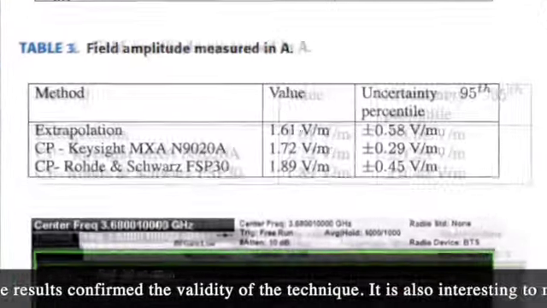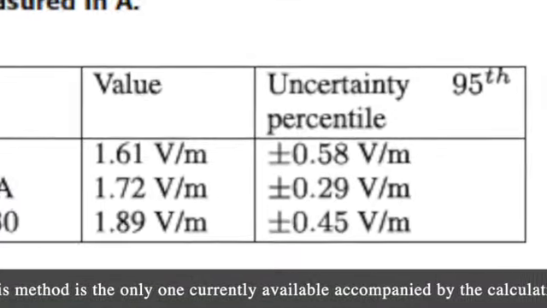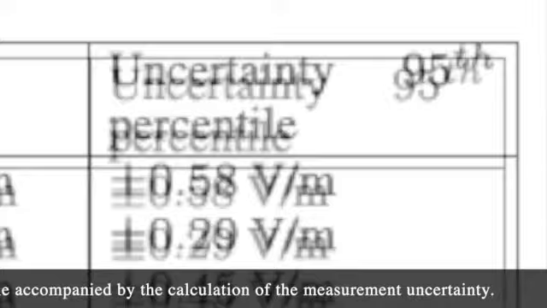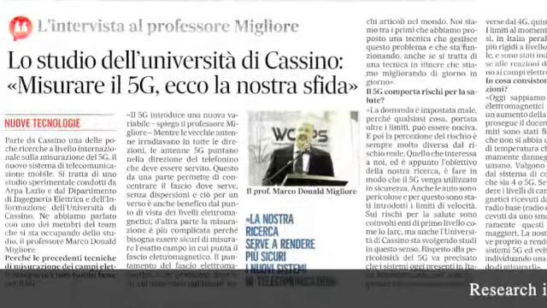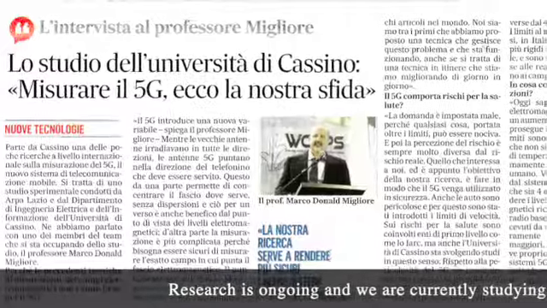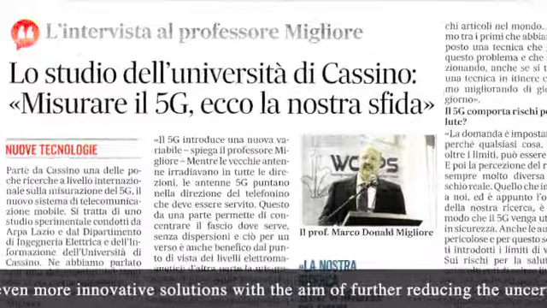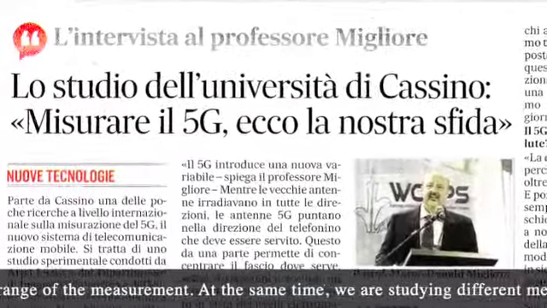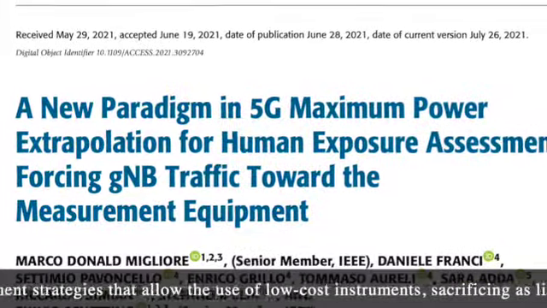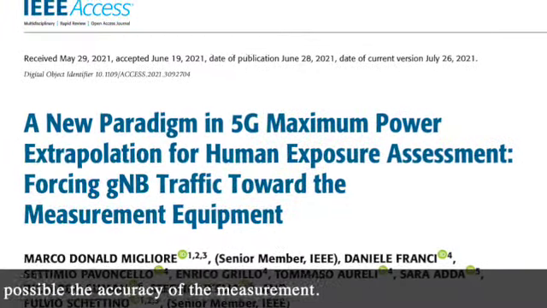It is also interesting to note that this method is the only one currently available, accompanied by the calculation of the measurement uncertainty. Research is ongoing, and we are currently studying new, even more innovative solutions, with the aim of further reducing the uncertainty range of the measurement. At the same time, we are studying different measurement strategies that allow the use of low-cost instruments, sacrificing as little as possible the accuracy of the measurement.